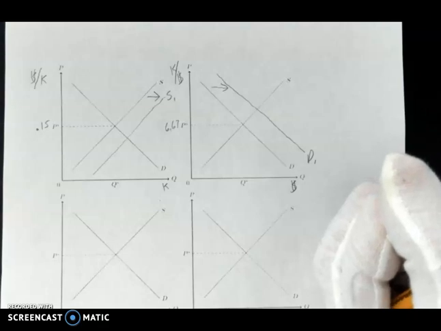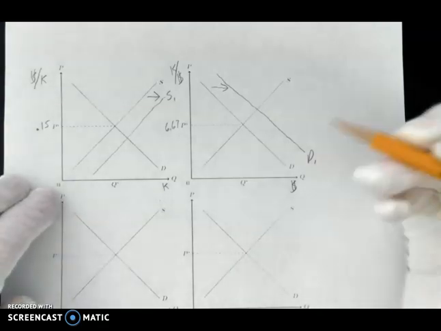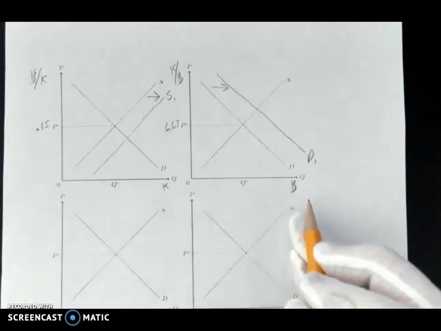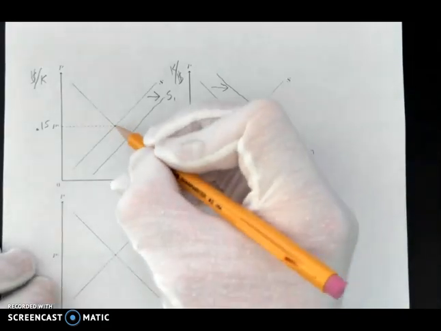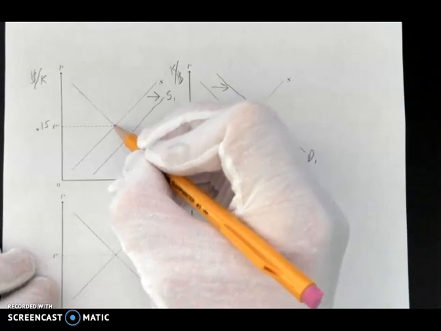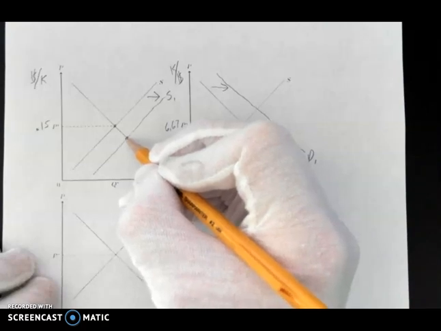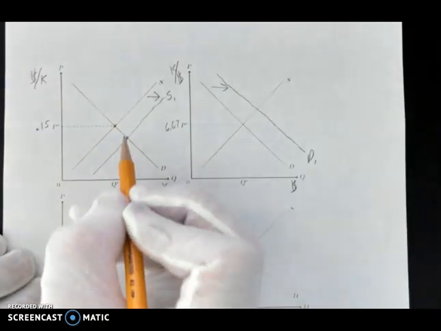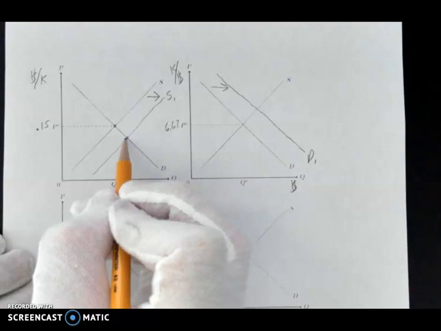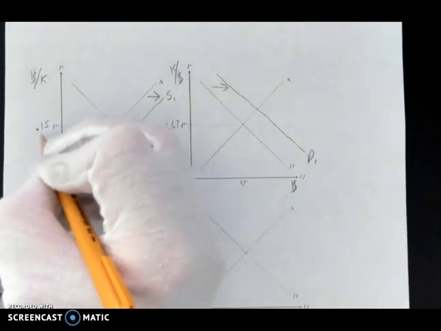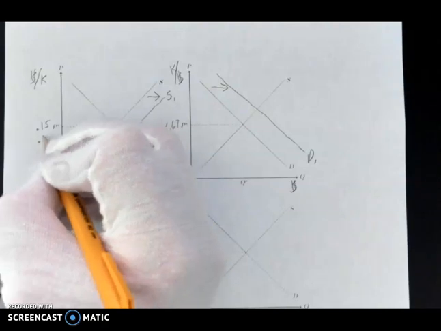Now, once you recognize this change in both markets, you can then find the new equilibrium. We know that the initial equilibrium was where supply and demand intersected, so the new one is going to be where the new supply and demand intersected. And then we can draw our new exchange rate. Now I'm just going to make up a number here, but we know it's less than 0.15. Let's say it's 0.10.